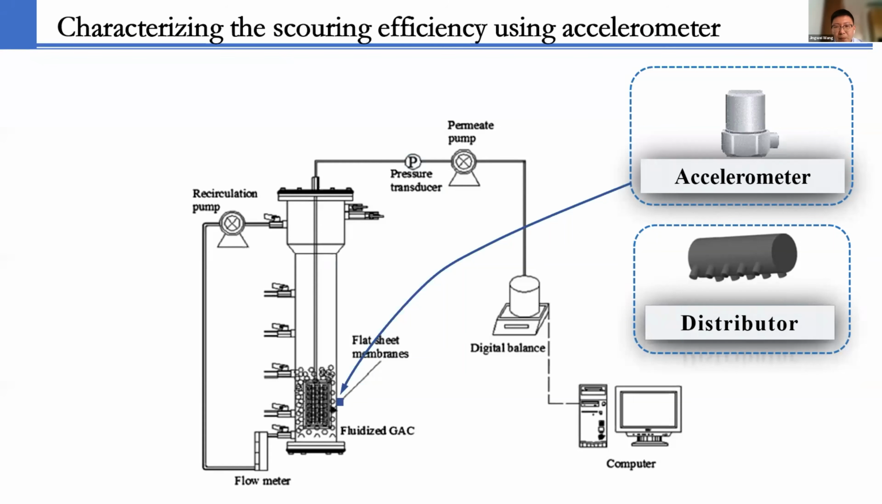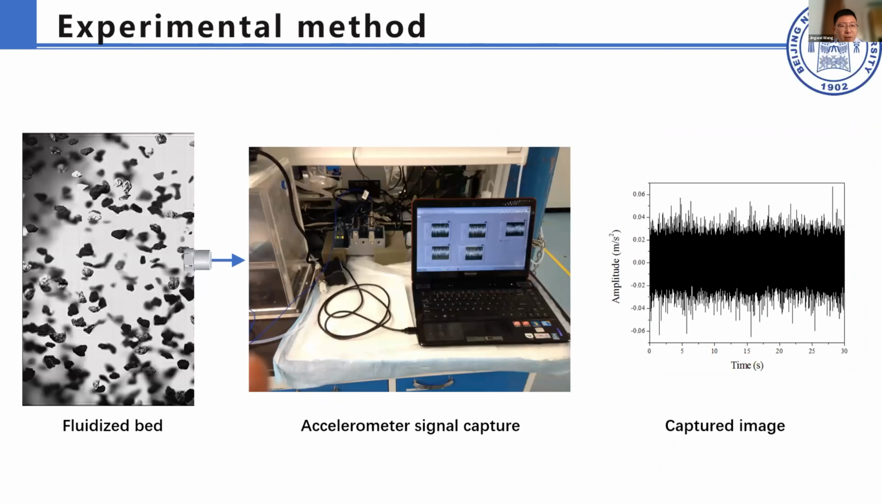To solve this problem, we use an accelerometer sensor. It's a non-invasive probe. We can attach it outside the wall of the reactor, so it does not disturb the fluidization. The process is like this: during particle fluidization, we attach the accelerometer sensor outside the wall, and then we use the data logging card and LabVIEW to log the signals.